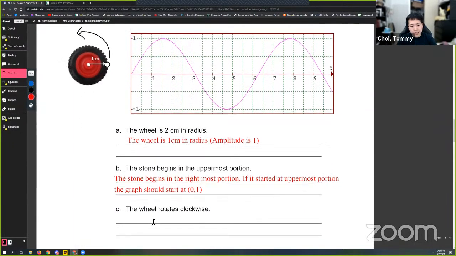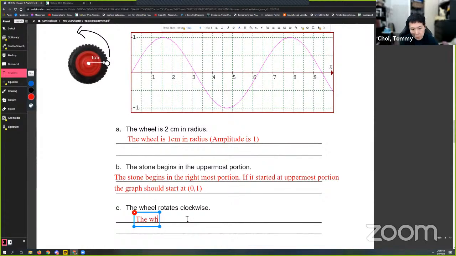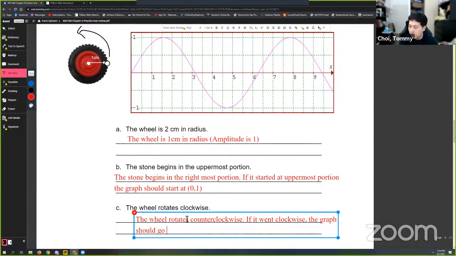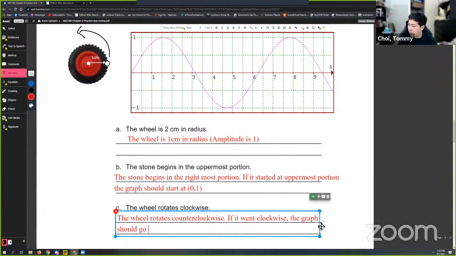The wheel rotates clockwise. No, the question said the wheel rotates counterclockwise. And how do we know that? From the graph. If it went clockwise, the graph should go... Anyone have an idea? Because we've been told it goes counterclockwise. How do we know for sure it goes counterclockwise? What tells us that? What's the difference? If it goes clockwise, what should happen?